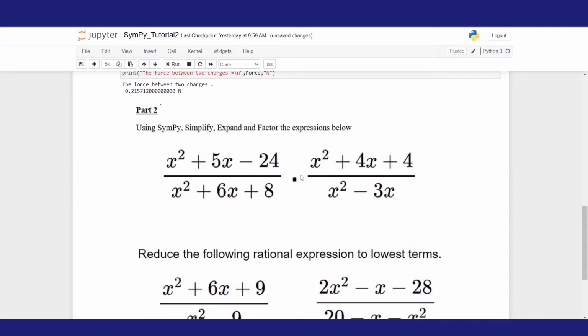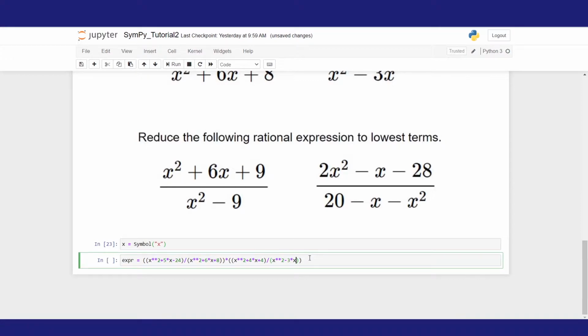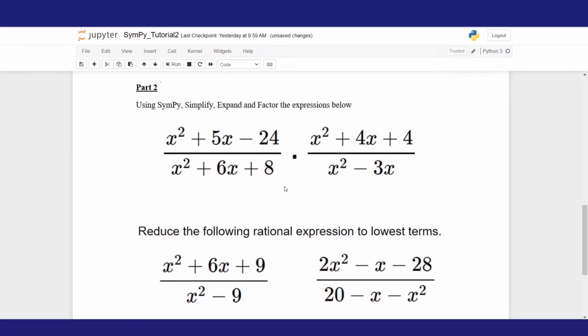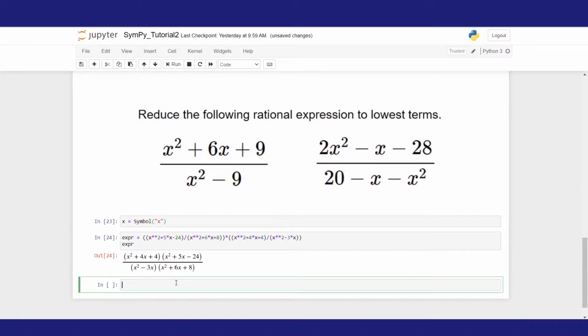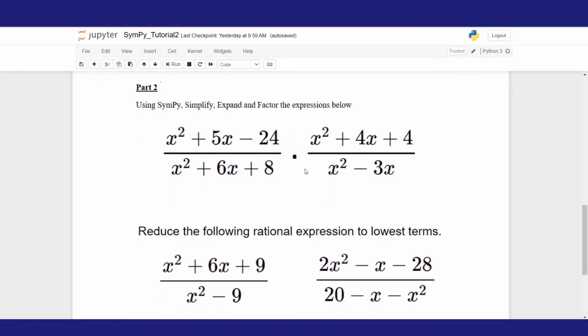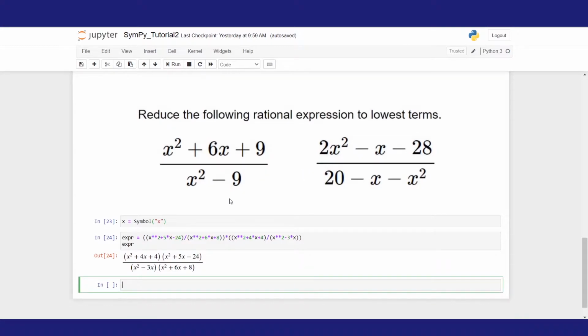Let's first of all print it out and see what it gives us. If I call expression and run it, this is what it gives us, just the way it is right here. So now the task is to simplify, expand and factor those expressions. Let's see how we can do this.